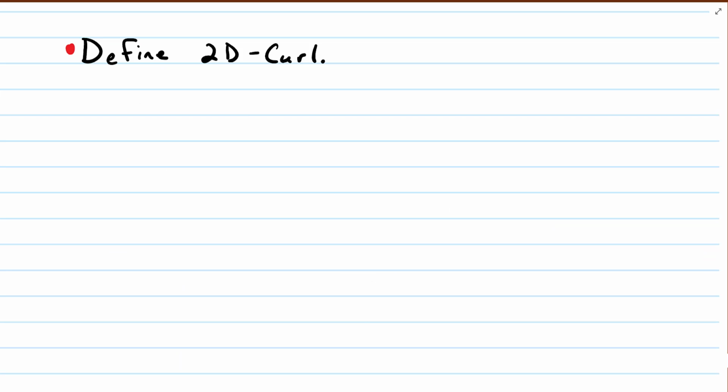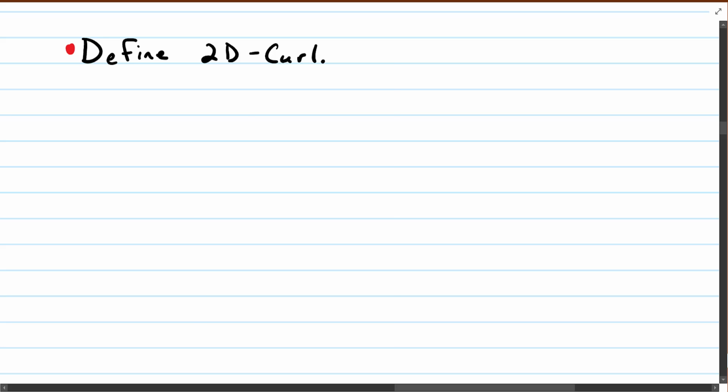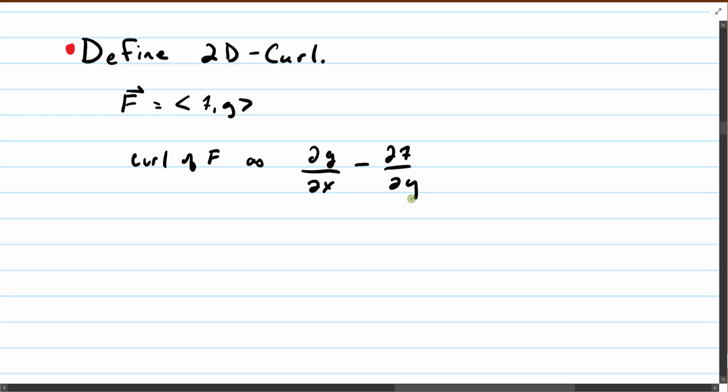Let's give the 2D definition of the curl. Given a vector field F and its coordinate functions, little f and g, we define the 2D curl of F as partial g partial x minus partial f partial y.